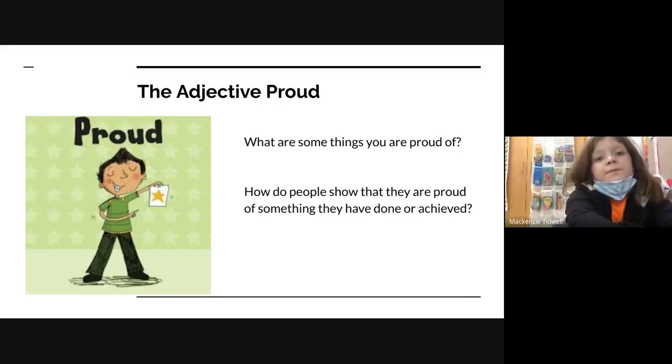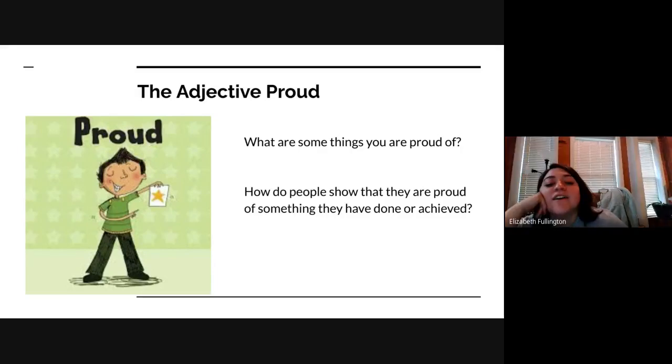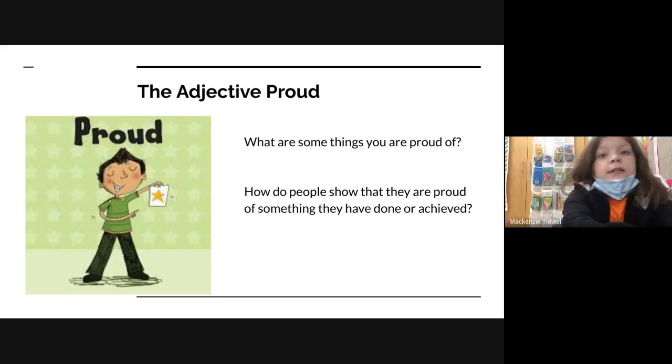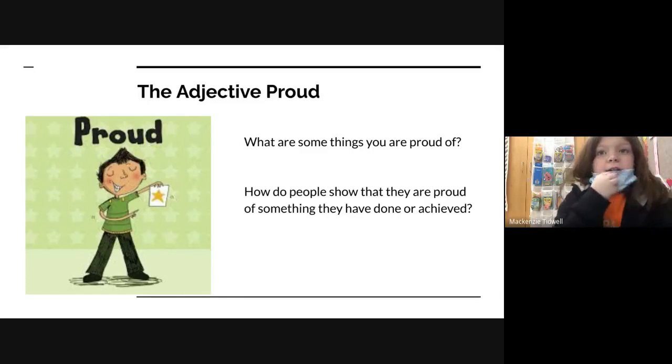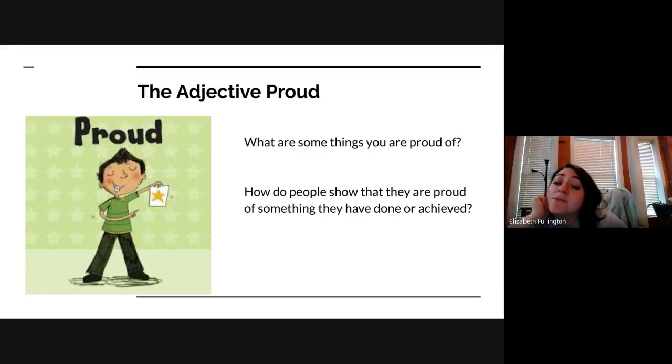Mackenzie, what is something that you're proud of? I'm proud of my mom for working really hard every day. So you're proud of your mom. That's very sweet. Because she works like 16 hours a day. Oh my goodness. More than 8, yeah, because she gets off at 6. So that would be something you would be very proud of.